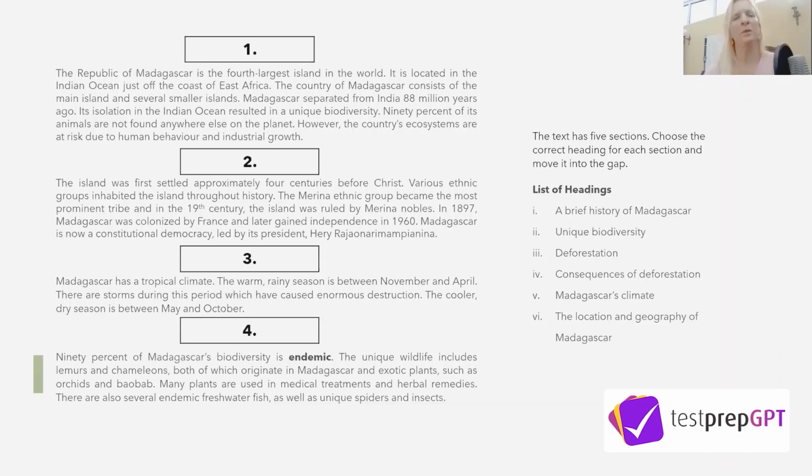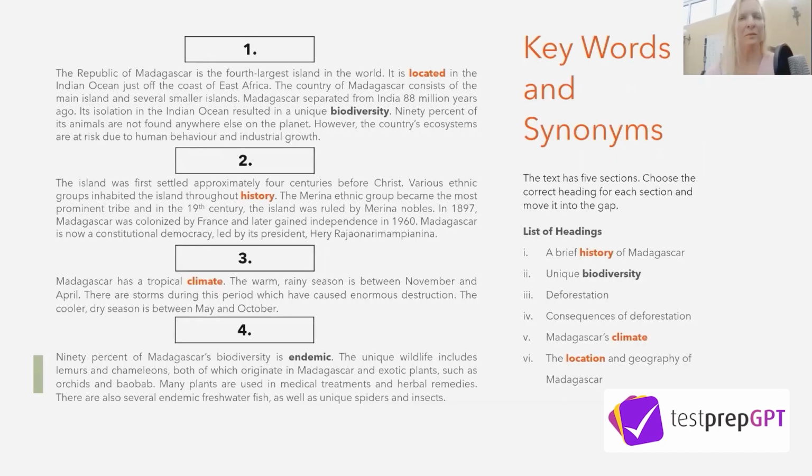So in order to help you to answer the question, you can look out for key words, and this will really help you. So in the first paragraph, in the second sentence, here in red, you can see it says, Madagascar is located in the Indian Ocean. We also see the word biodiversity here. Let's go back to the titles. Number 1, history. There's nothing about history. Biodiversity. Yes, that word appears.